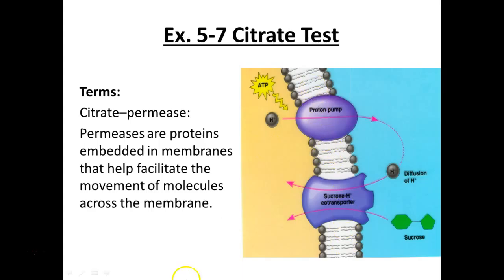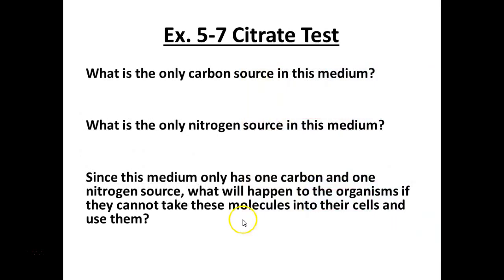Same difference, right? We're bringing a sugar in. In order to do that, you need a special protein in the membrane. Not all organisms have citrate permease, right? Those of you that were negative for this test, your organism does not have citrate permease. Those of you that were positive, it had it, right?